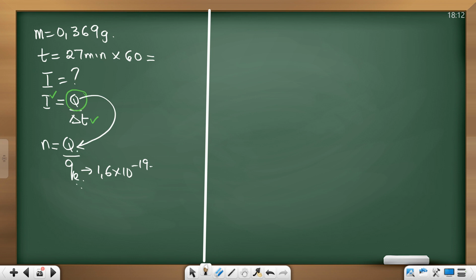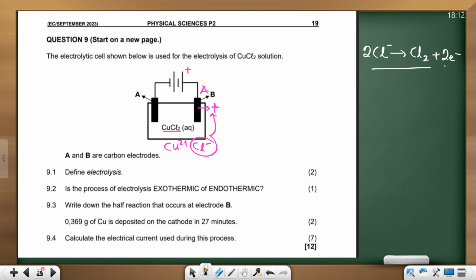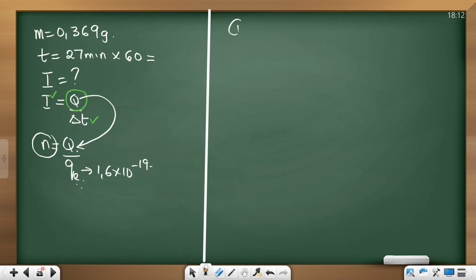I'm looking for this Q. What is n? The number of moles, but of the electron. They said 0.369 g of copper deposited at the cathode: Cu2+ plus 2e-. I know the mass. So if I can get the number of moles of the electrons, I can get my Q, and I'll get my I.